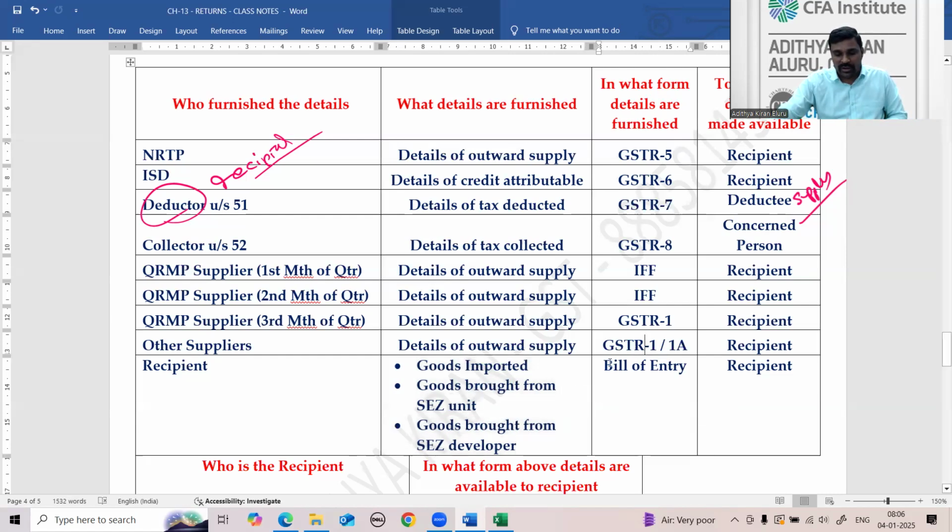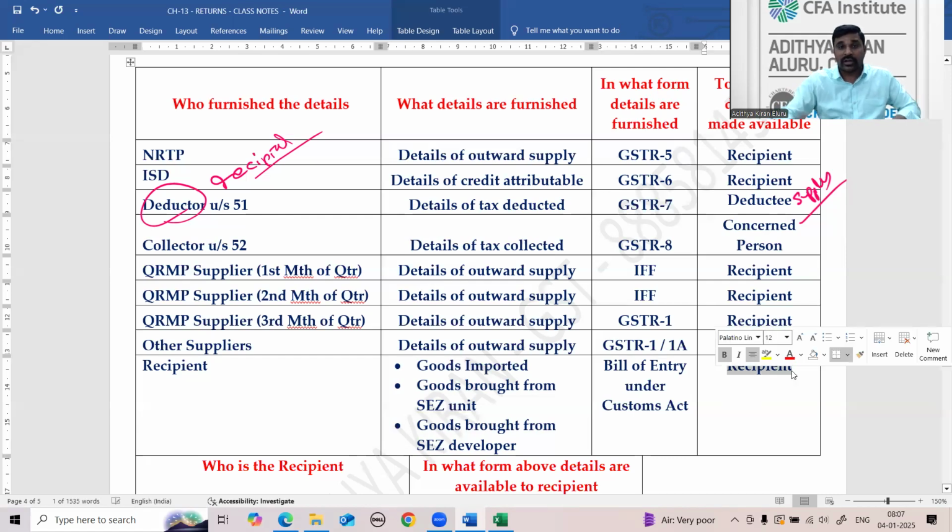That is the bill of entry. He has to file the bill of entry under the Customs Act. Then that will be available to the recipient. Look at this drama. Normally, the supplier furnishes the details and they are available to the recipient. Sometimes the recipient furnishes the details and they are available to the supplier. Sometimes the recipient is furnishing the details and the same is available to the recipient. Therefore, for better clarity, I have given this table.